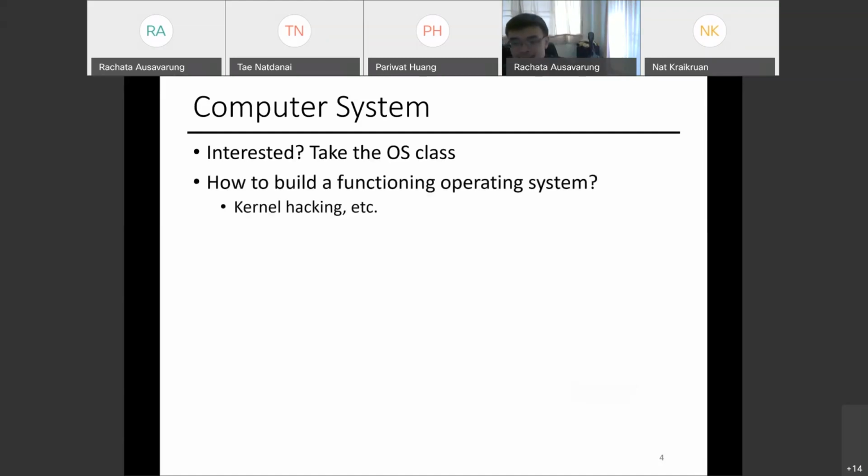In that class, you learn how to build a functional operating system. It would involve things like kernel hacking. I think in the class, you're not going to start with kernel code that's too complex, but you build little functionality at a time that is key to a functioning operating system.